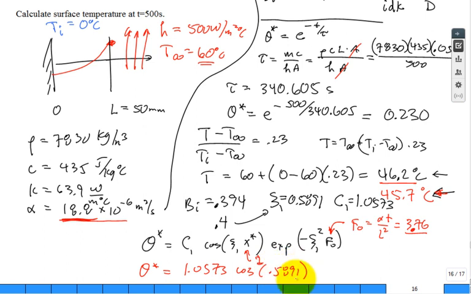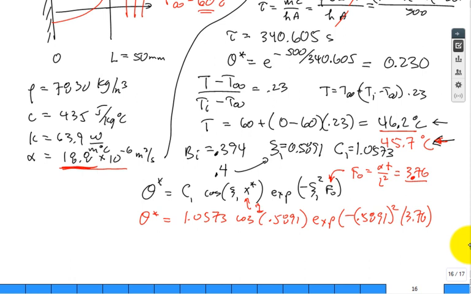1.0573 cosine 0.5891. Hey, professor, should I leave mine in degree mode in my calculator or radian mode? It's not going to matter, will it? No, you learned that in statics. It does matter. What are the units on this zeta in the header of the table? Radian. Put it in radian mode. Thank you. Okay, exponential minus 0.5891, all of that squared times 3.76. And let's see what we get for a number.